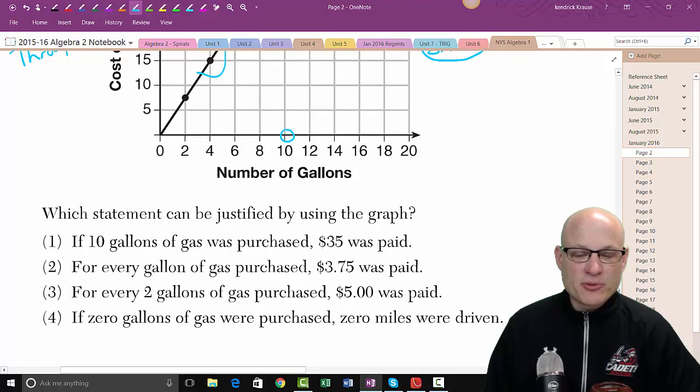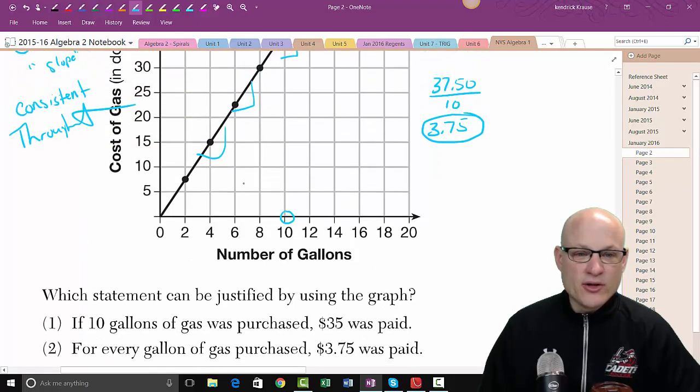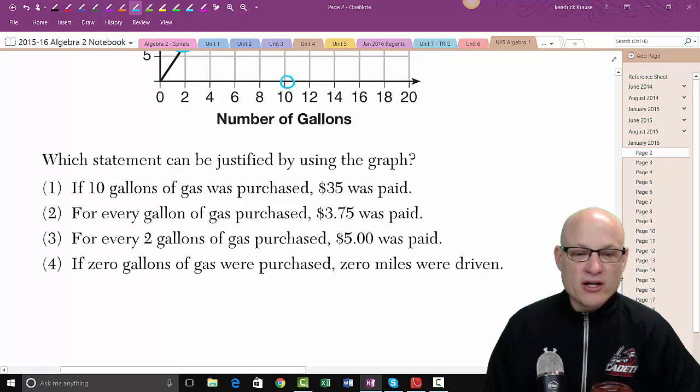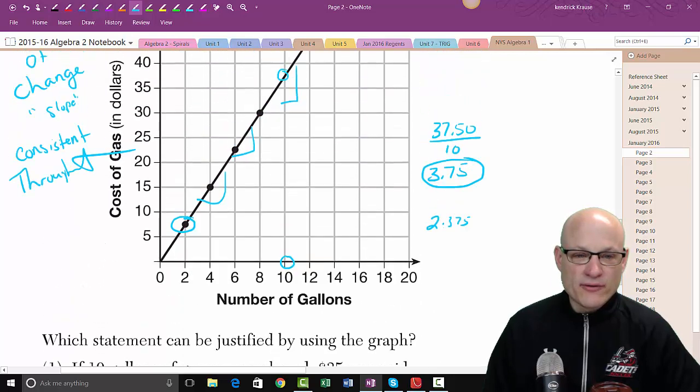For 2 gallons of gas purchased, $5 was paid. Nope, $7.50 was paid. 2 times $3.75. Guess what that is? $7.50. Oh, yeah. If 0 gallons of gas were purchased, 0 miles were driven.